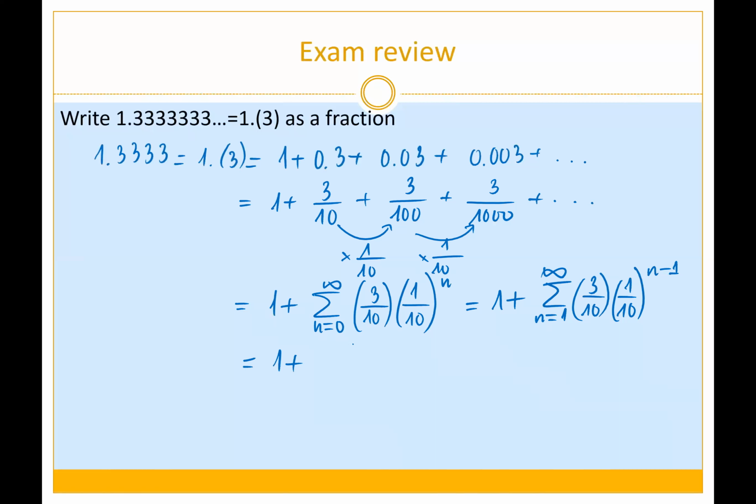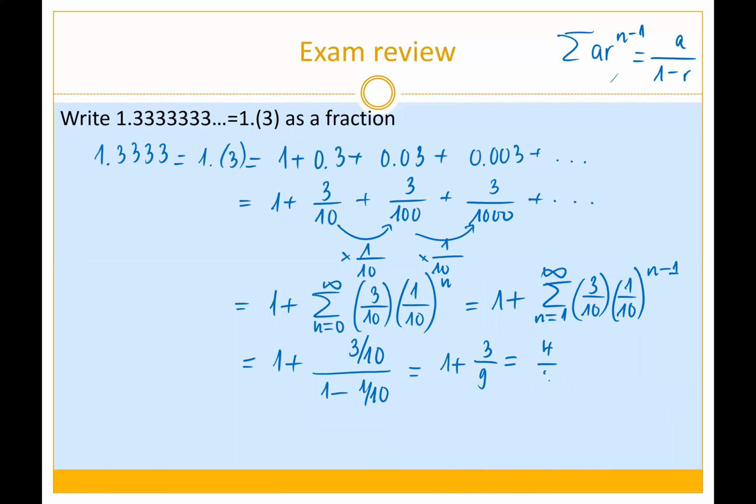But the sum here, when you're trying to use this formula, a r^(n-1), or whatever it is, as long as it's a geometric series, is a over 1 minus r, with a always being the first term in that sequence. The first term is basically you plug in the first value of n into the series. So you have 3/10 over 1 minus 1/10, with r equal to 1/10. This one is just going to be 1 plus 3/9, which is 4/3. So this is my final answer for this question.